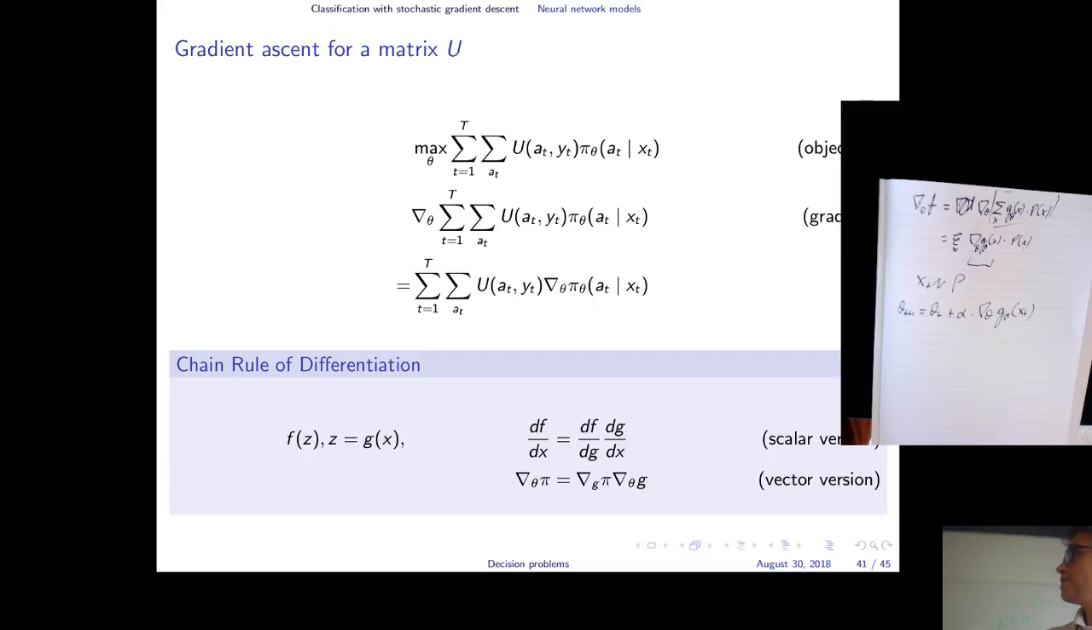So the basic idea of neural network algorithms, most of them anyway, is to remember the chain rule of differentiation. The chain rule says, if you have a function of z and z is a function of x, then if you want to take the derivative of f with respect to x, you just put the two together. So these two cancel out. That means you have broken down the gradient into two simple steps. In our case, we take the derivative of the policy with respect to the output z, or the function g, and the derivative of g with respect to theta.